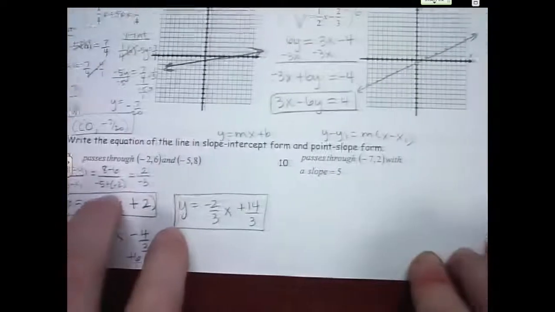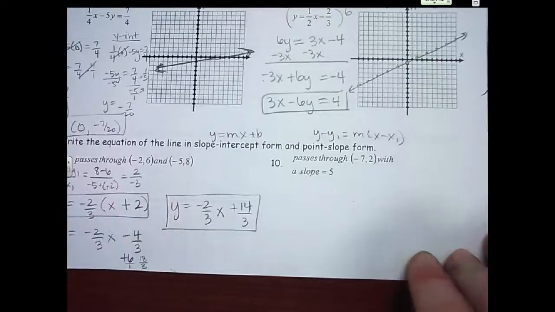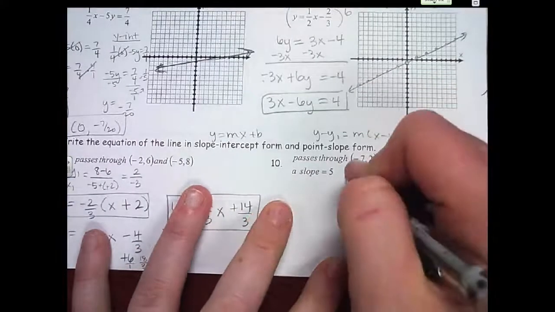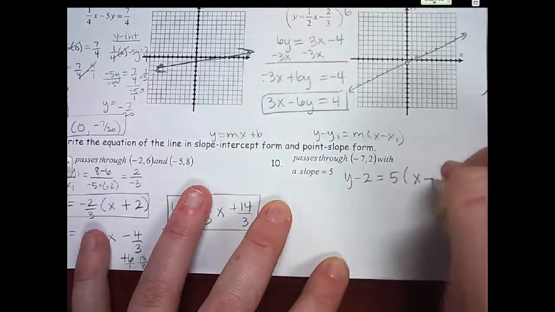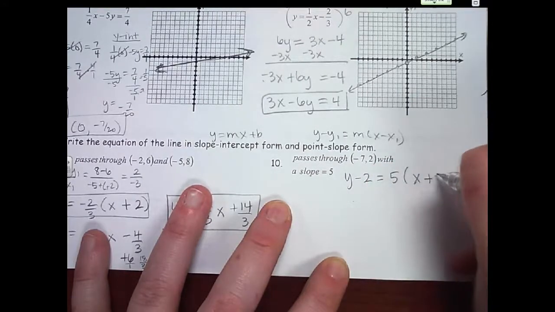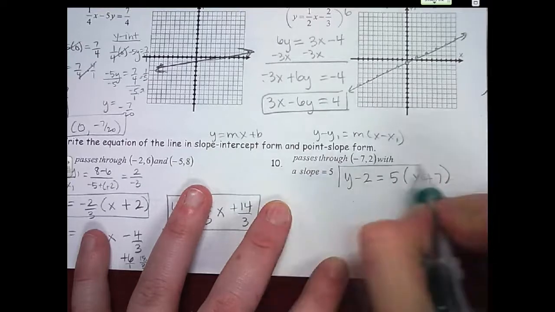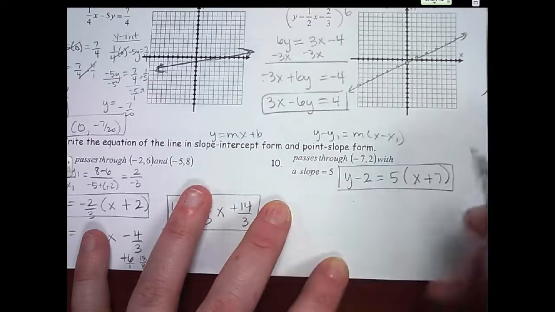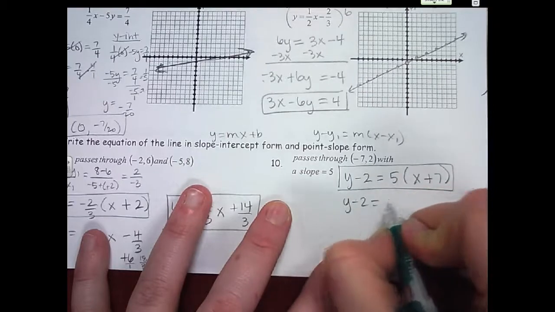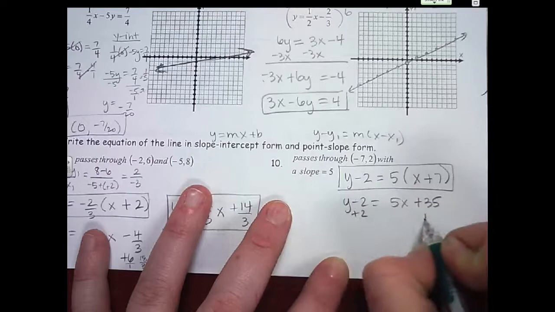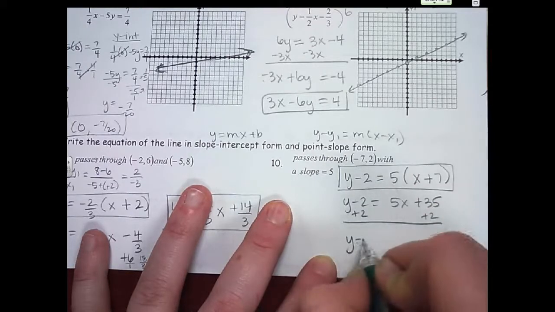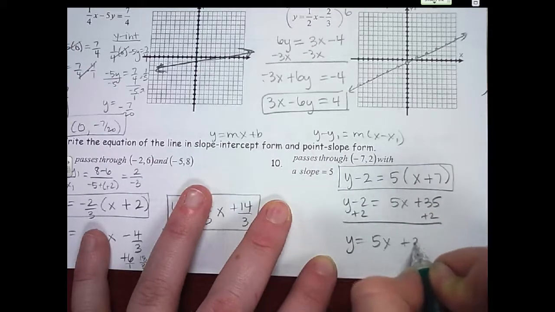Okay, number 10 passes through the point negative 7, 2 with a slope of 5. So let's start with point slope. y minus y1 equals m times x minus x1 is negative 7, so that turns positive. There's point slope. So for slope-intercept, I'm going to distribute the 5 and add over the 2. So y equals 5x plus 37.